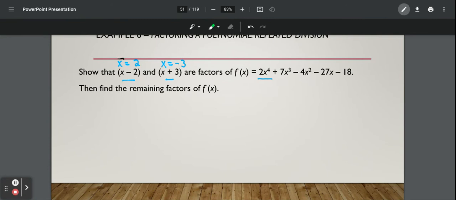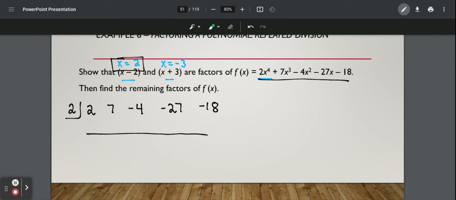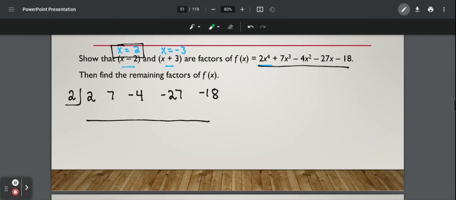In this case, I'm going to start with 2. So if I put 2 on the shelf, with this polynomial I use my coefficients, and I have 2x to the 4th, 7x cubed, negative 4x squared, negative 27x, and negative 18. And I do my synthetic division. I know the remainder should be 0. If it's not, then you need to go back and check your work. So bring down the 2, multiply, and add.